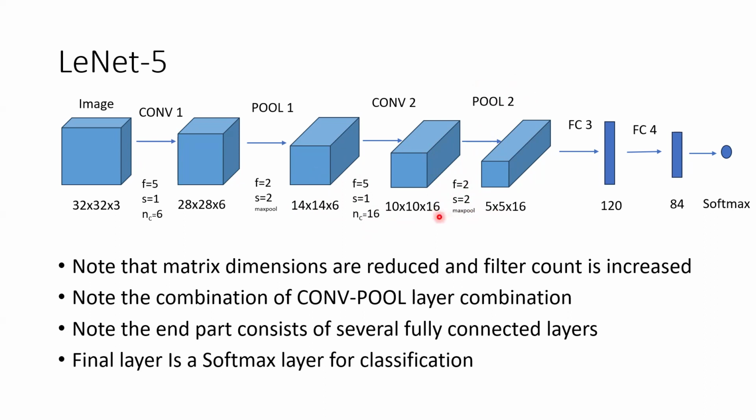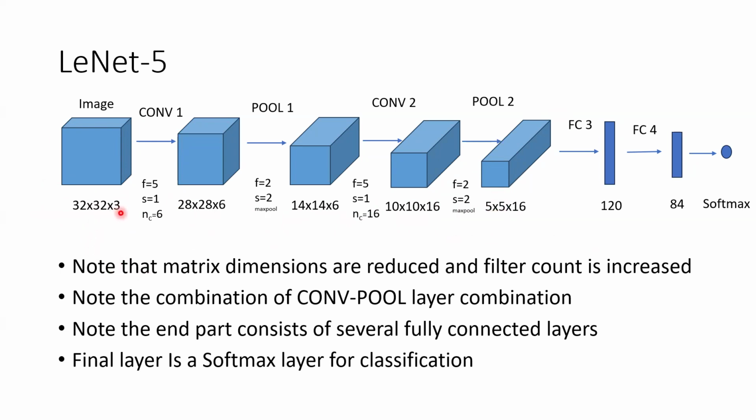What we get is the same depth of 16, and the first 2 dimensions are reduced from 10 to 5. And this is what we get. If you look at what has happened during these operations, in the earlier case the first 2 dimensions are larger, and those dimensions got reduced again and again, continuously. 32 by 32 is reduced to 28 by 28, then to 14 by 14, then to 10 by 10, and then 5 by 5.